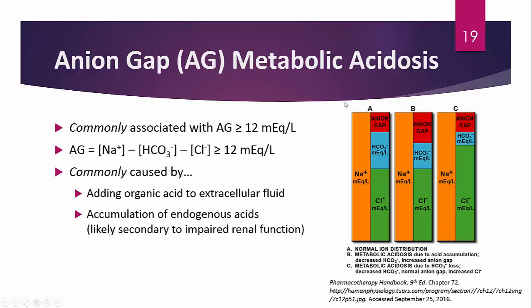In terms of anion gap metabolic acidosis, as you see here, you have a much larger anion gap versus your normal anion gap. You'll have a decreased bicarbonate, which is characteristic of any metabolic acidosis that you see, and typically around a normal chloride, though this won't always be the case, so it's always important to calculate your anion gap.